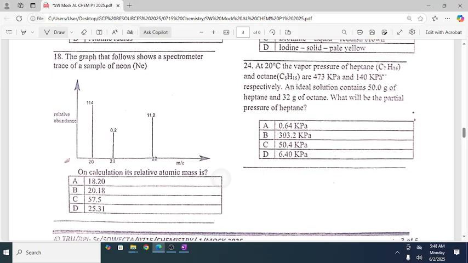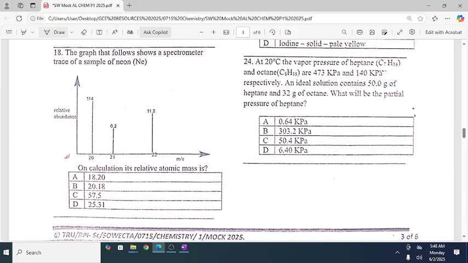Now number 18. The graph that follows shows a spectrometer trace of a sample of neon. On calculation, what is the relative atomic mass of neon? Without calculating, you don't need a formula booklet, but I think you could know this for neon. Neon is element number, let's say hydrogen, helium, lithium, beryllium, boron, carbon, nitrogen, oxygen, fluorine, neon. Neon is number 10.